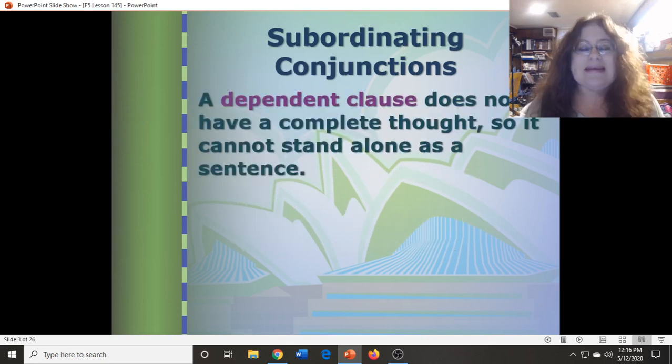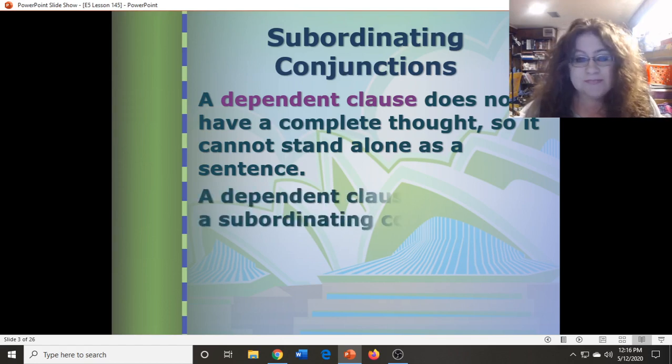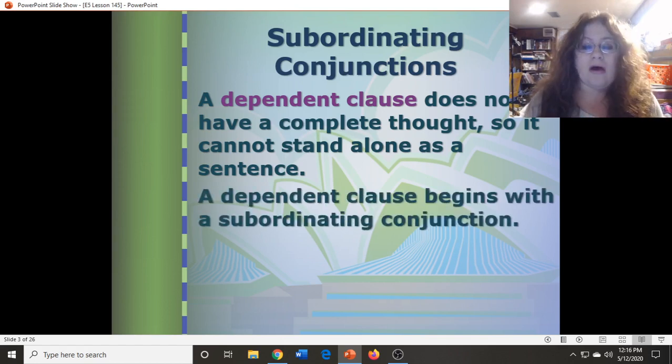Then we have a dependent clause. A dependent clause does not have a complete thought, so it cannot stand alone as a sentence. And these can be tricky to catch. Sometimes when people write, they will write a dependent clause and then put a period at the end and think that they have written a complete sentence when they actually have not. A dependent clause always begins with a subordinating conjunction.